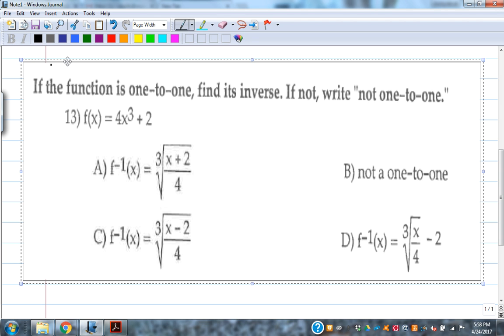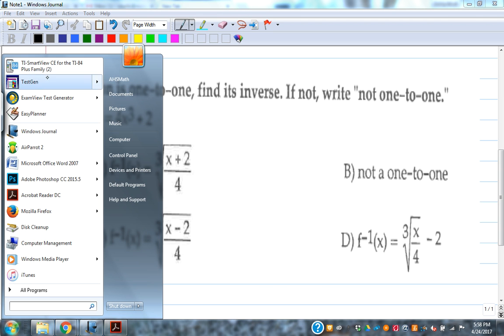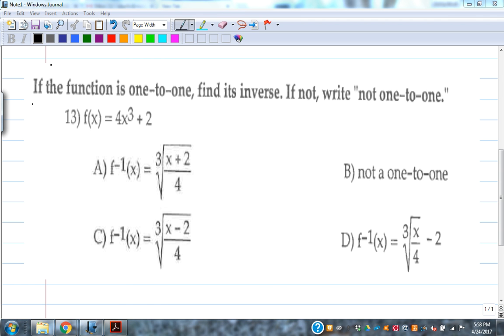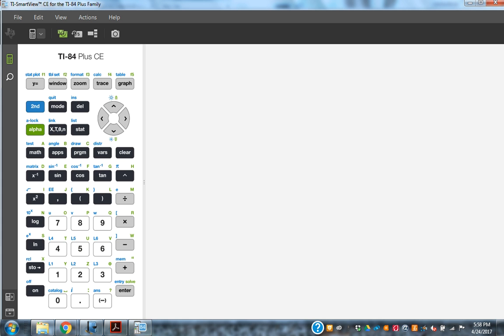All right. If the function is 1 to 1, find its inverse. If not, write not 1 to 1. So to be a 1 to 1 function, that means you must pass what test? Horizontal and vertical line test. So let's check that first before we do any work to find it. So I'm just going to graph it. That's the easiest way to check eventually.